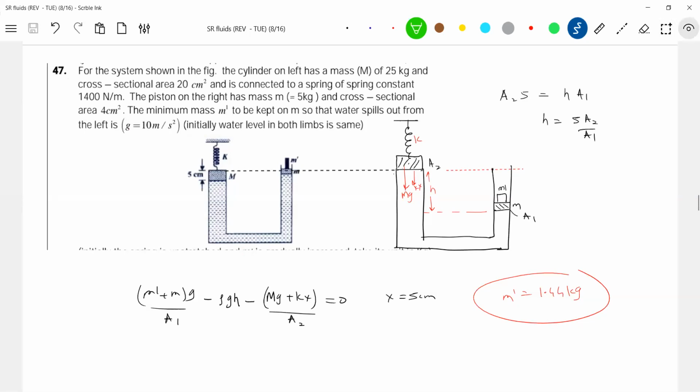Read the question. They have different cross-sectional areas. This is A1 and this is A2. The minimum mass M dash to be kept on M so that water spills out from the left limb. Initially, the water level in both the limbs is the same. Initially there's a diagram. After I place it, the water level here will come down.